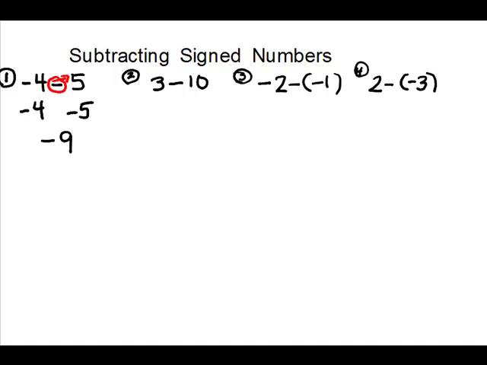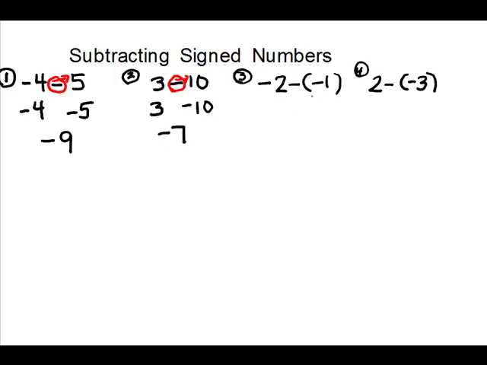Let's try the next one. 3 minus 10. We'll take this sign we're used to as subtract, we'll take it over as the sign of the 10. We're going to put some space. Now we have different signs, a positive and a negative. Different signs subtract. Sign of the larger absolute value. So sign from the 10.